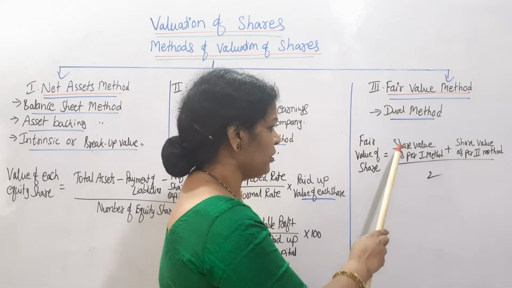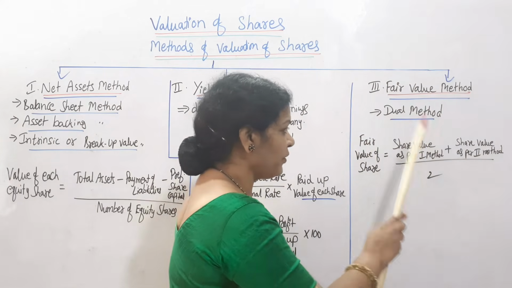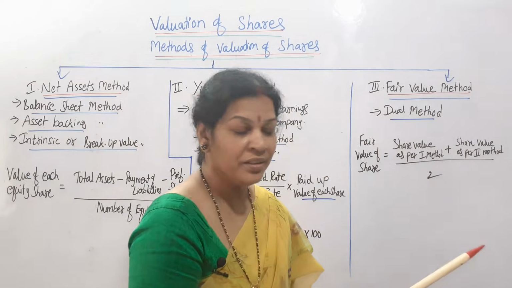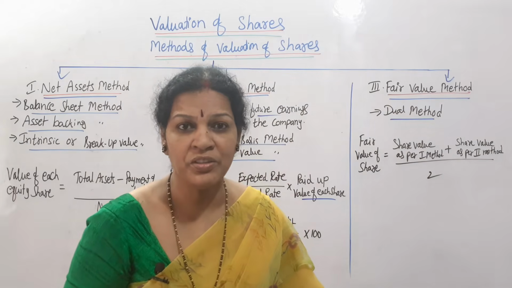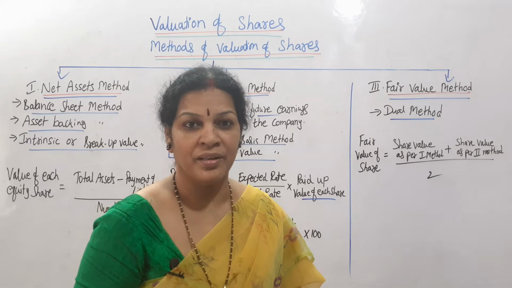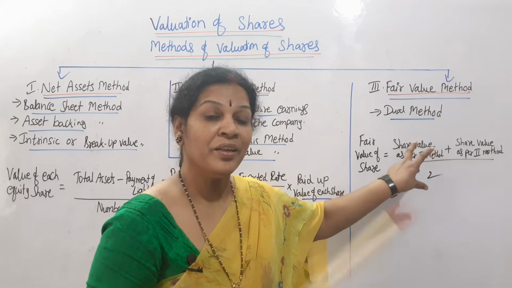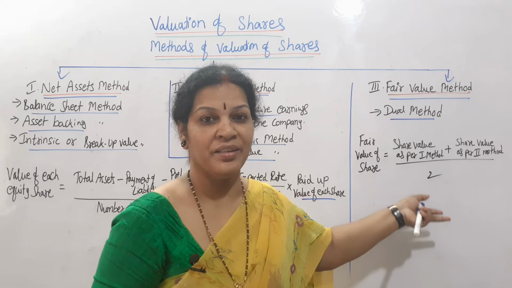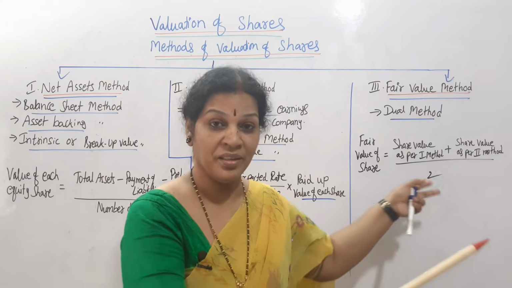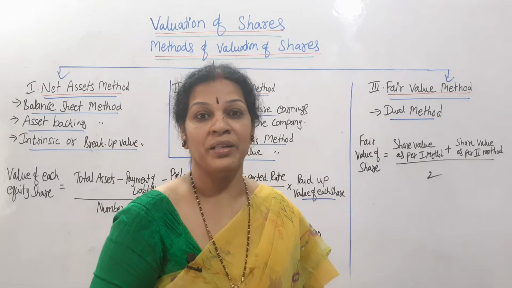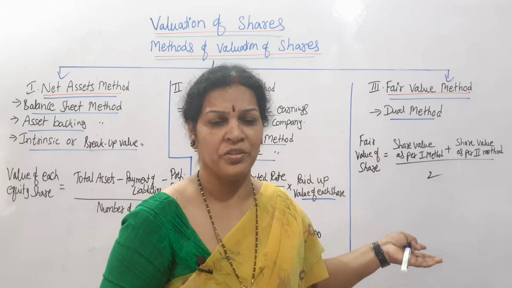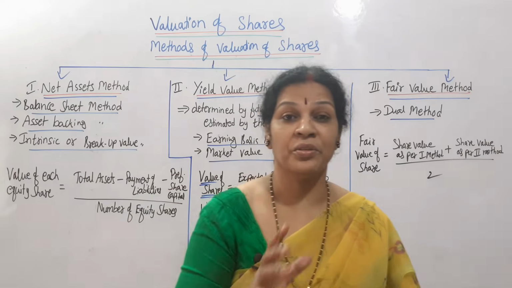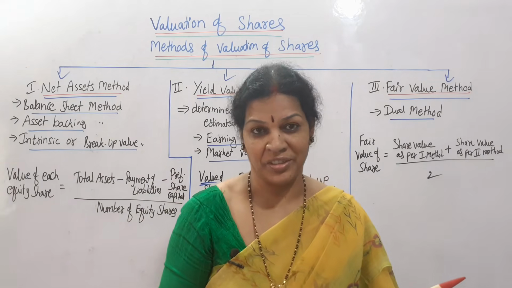So fair value of share is equal to share value as per first method, net assets method, plus share value as per yield method, divided by 2. Means average of these two. That's all, simple. So we are taking a combination of the first two methods. It is much more reliable, and compared to the first and second methods, it is trusted and believed to be good. Combination of these two, average of these two. That's all. So this is the introduction of valuation of shares.